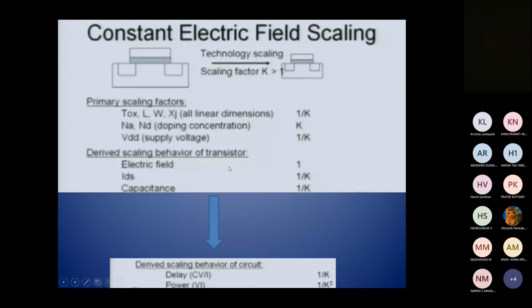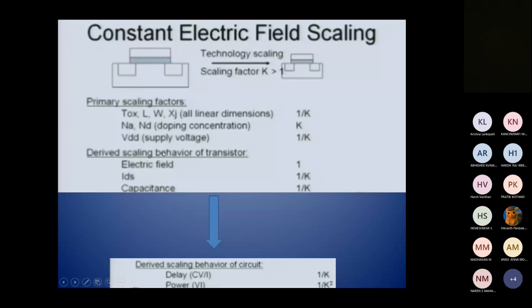Similarly, there are some other derived scaling behaviors of the transistor, named constant electric field. In this case, during the scaling process, our electric field has to be constant. So E has to be constant, and it's quite obvious why the electric field is constant.